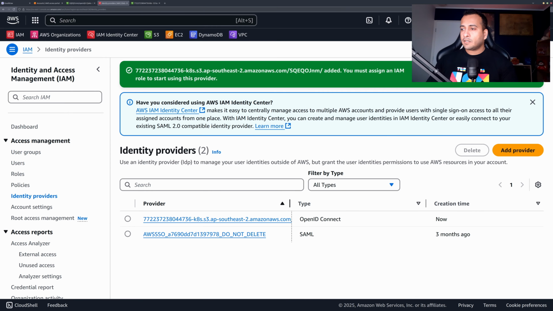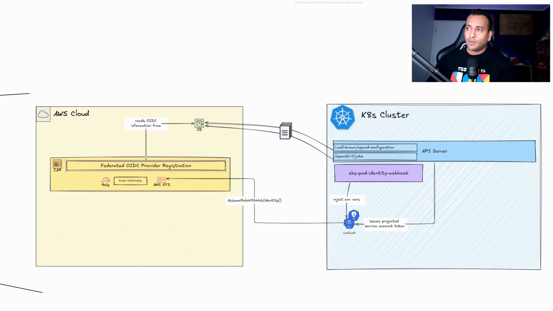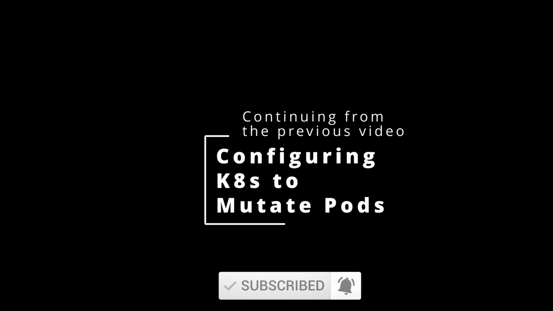So the provider is now registered. This was just step 1. We have 2 more steps to go through to get an actual IRSA deployment. Alright, so with that step done, let's go into step 2.